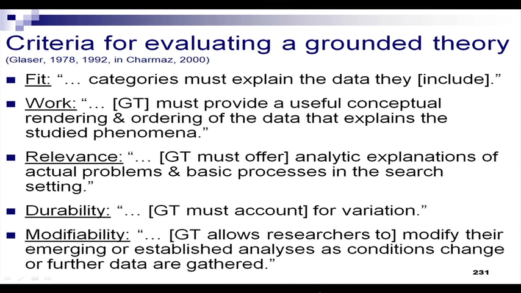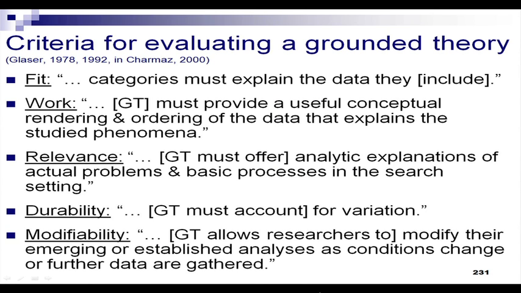Durability. Grounded theory must account for variation, only then will it be durable. So on the one hand we are saying that categories must be there. On the other hand, we are saying that we must account for variation. The variation should be explainable through the theory. Why is there a variation between different components of the phenomenon?